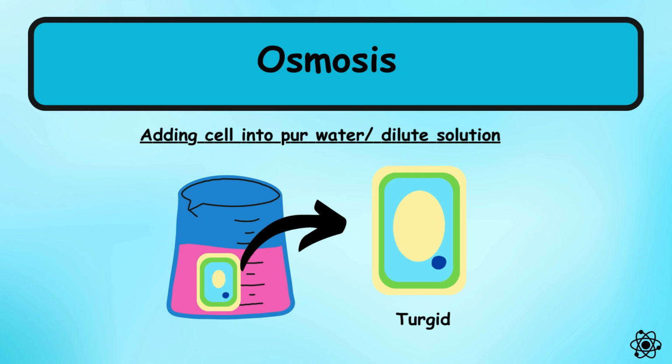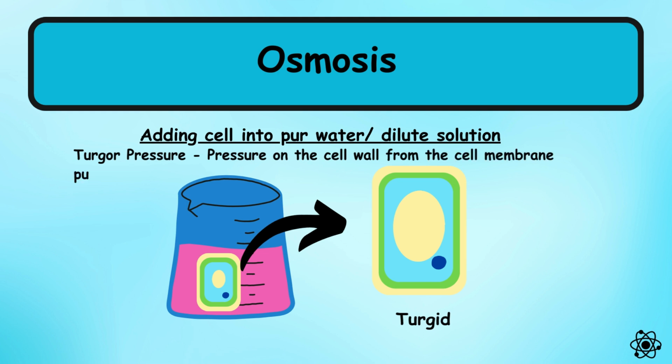An animal cell can burst if too much water enters, while a plant cell has support from its cell wall and therefore will most likely maintain its turgidity without bursting. Turgor pressure is the pressure on the cell wall from the cell membrane pushing upon it.